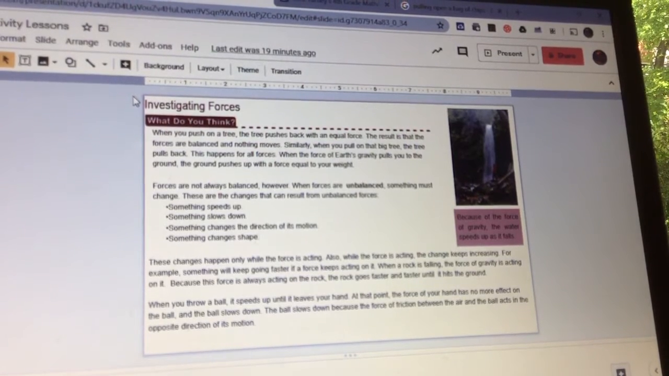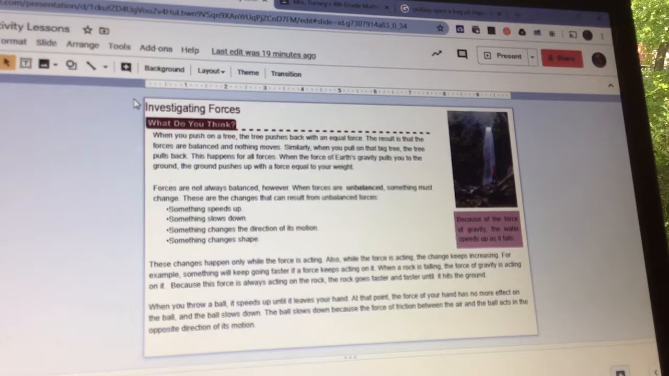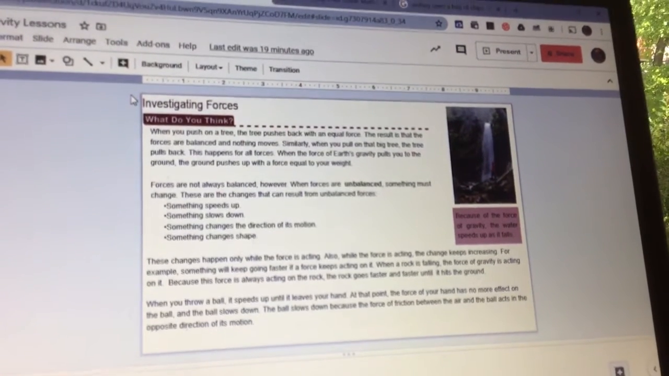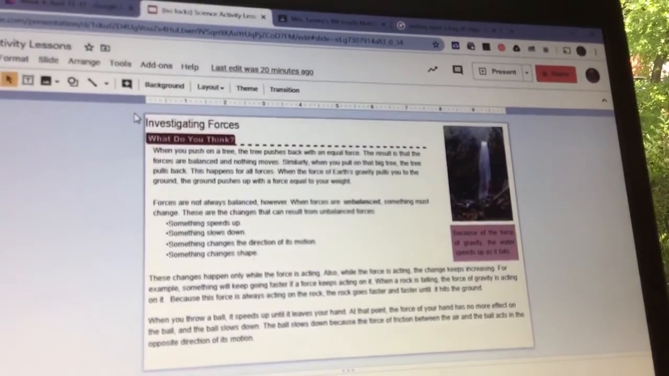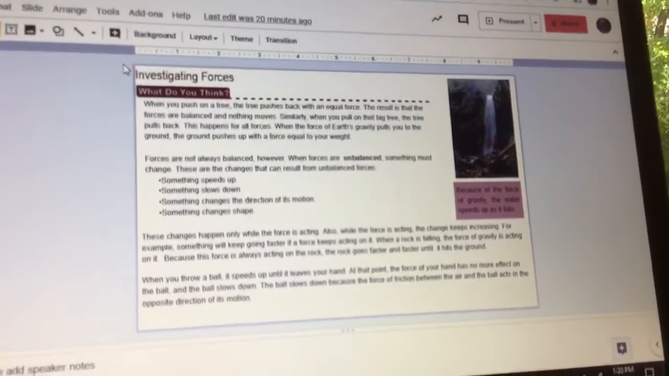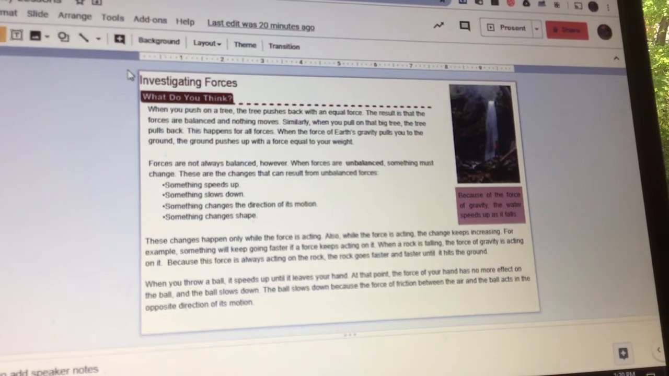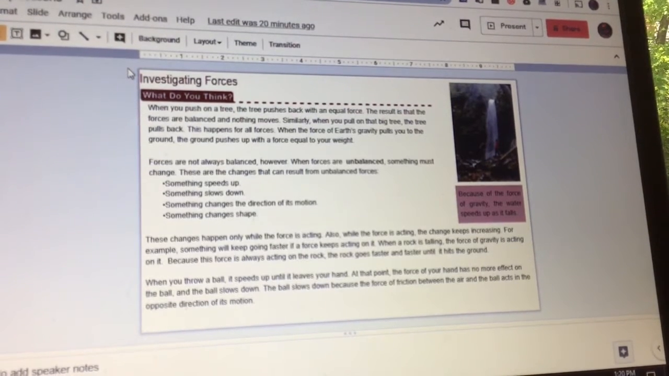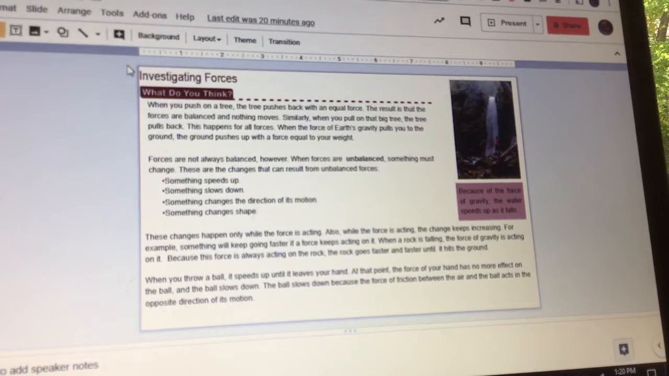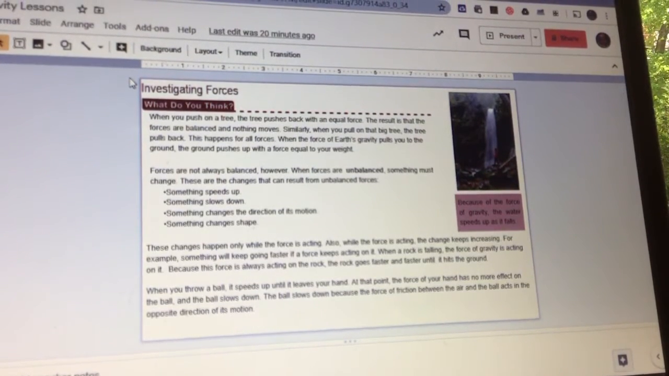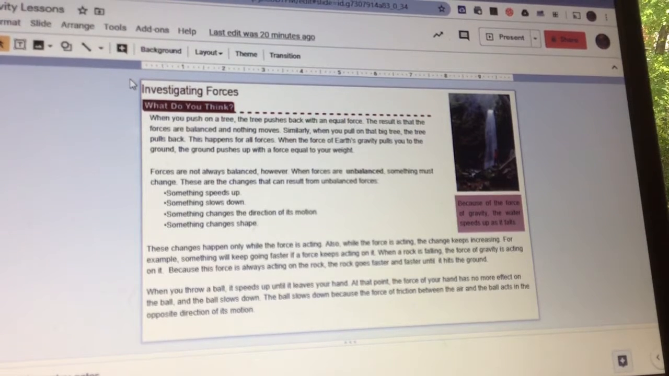When the force of Earth's gravity pulls you to the ground, the ground pushes up with a force equal to your weight. If not, if you were on another planet that didn't work equally like that, and gravity was pulling you to the ground, we literally would just be stuck on the ground all the time and we wouldn't be able to move around. All right, when Earth's gravity pulls you to the ground, the ground pushes up with an equal force.